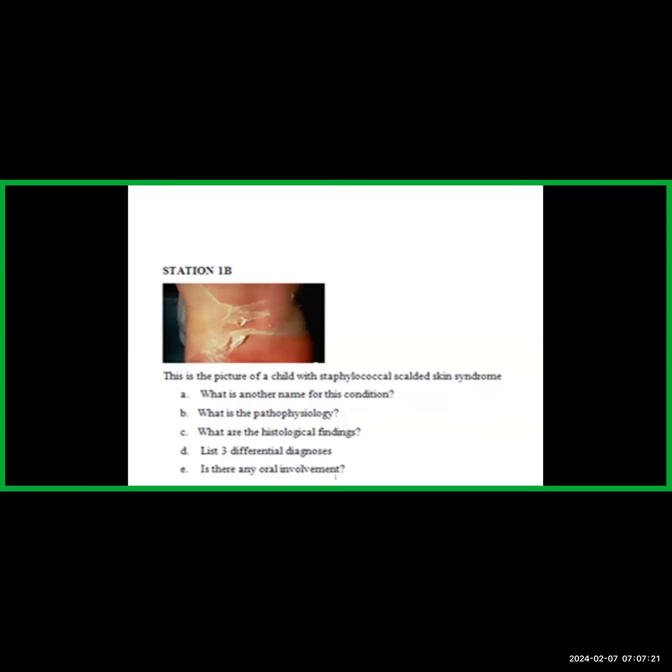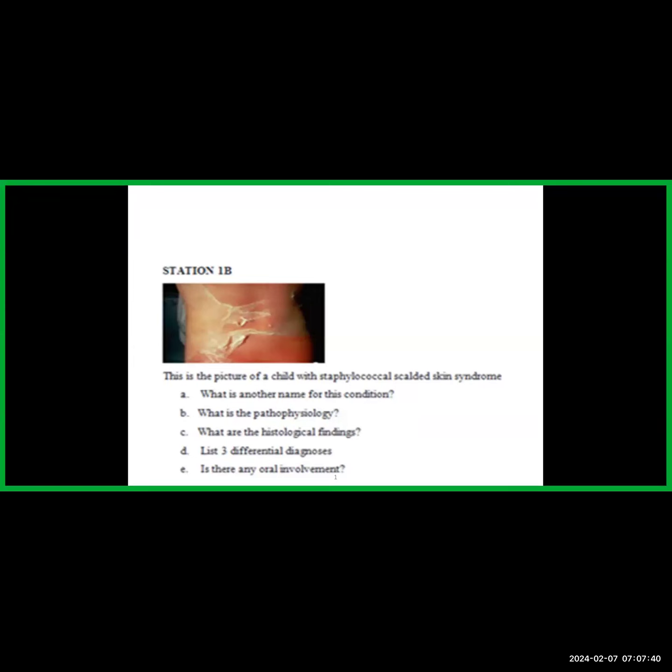I'll be answering with past questions, or I will say practice questions 1B. And the question goes like this. This is a picture of a child with staphylococcal scalded skin syndrome.